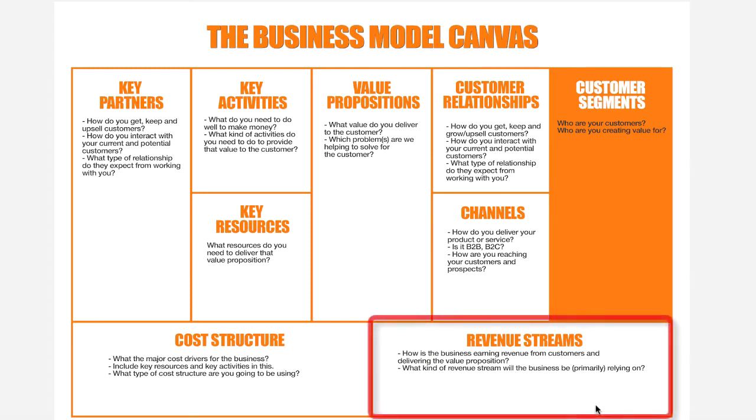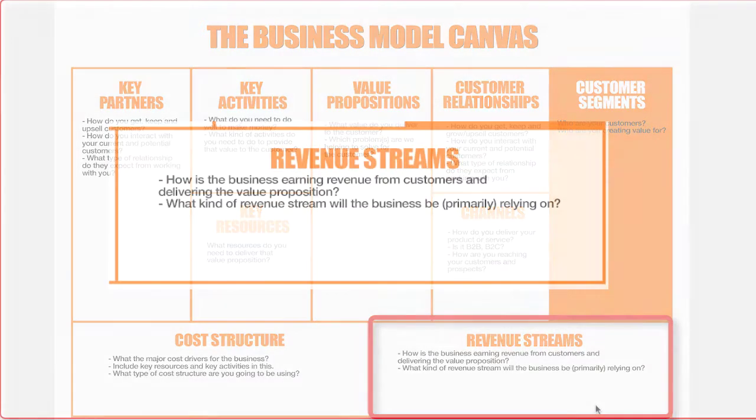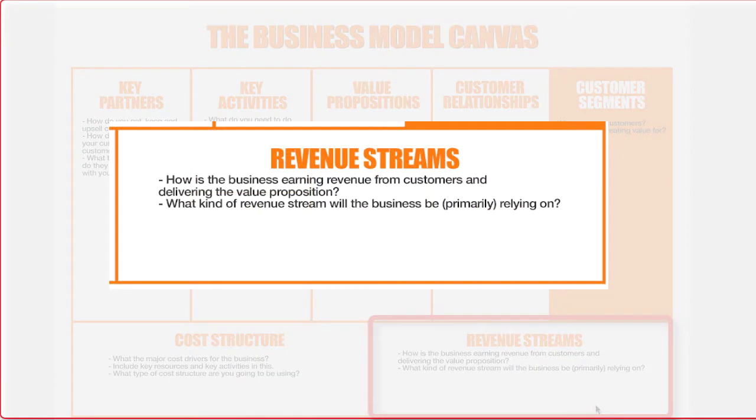After doing all this, how is this business earning revenue from customers and delivering the value proposition? This is a very straightforward question. Where is it really earning money by providing its value proposition, and what kind of revenue stream will the business be primarily relying on? You probably have a lot of streams, but you need to have at least one, two, three primary.